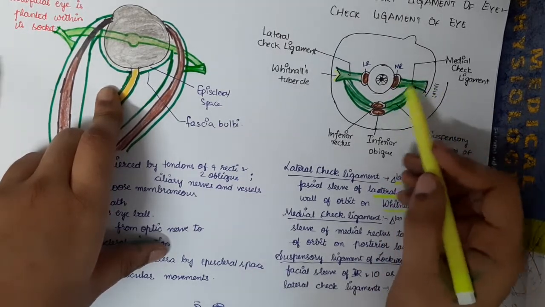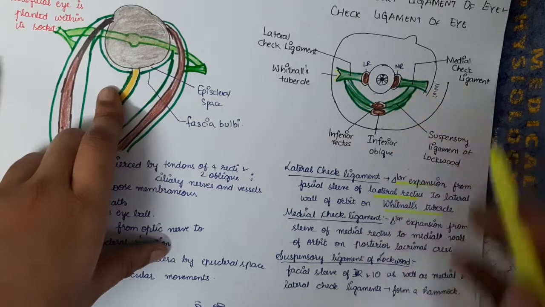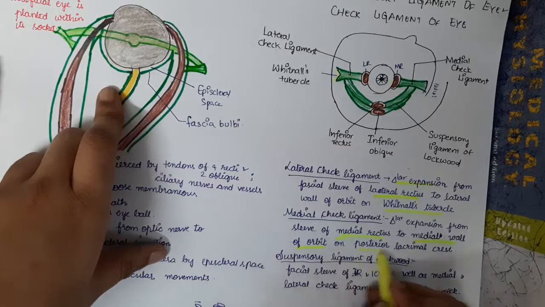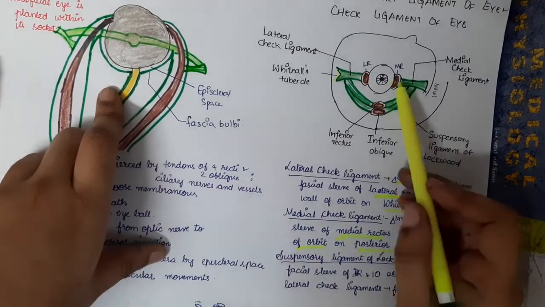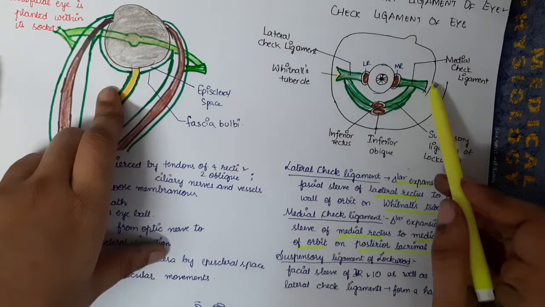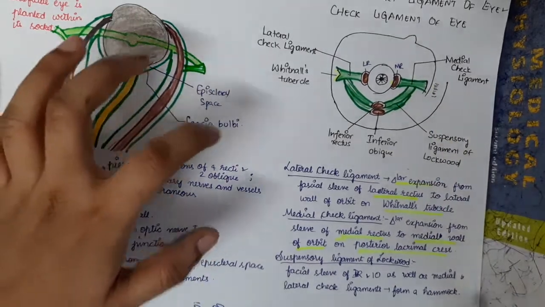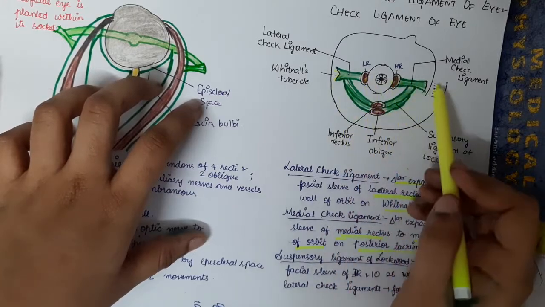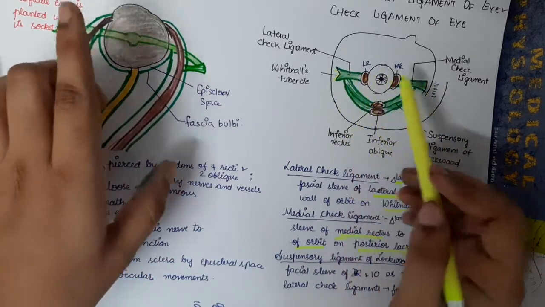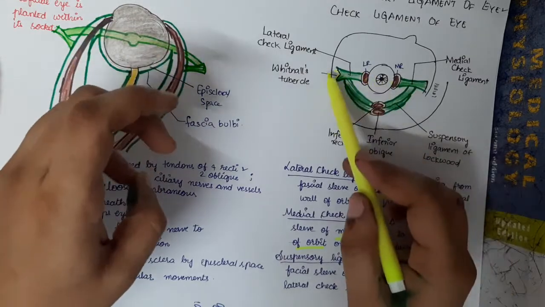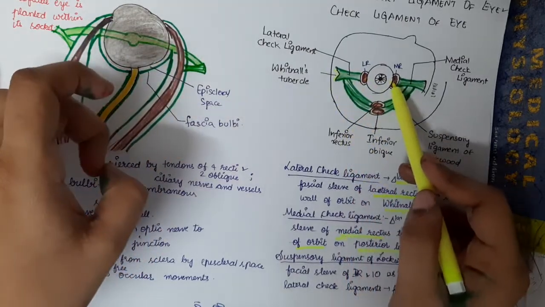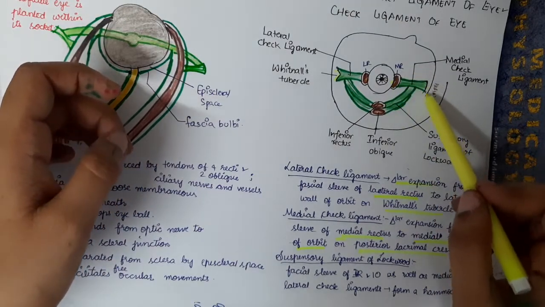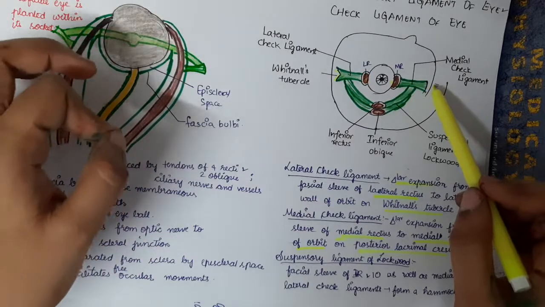Medial check ligament is a triangular expansion and it is from the medial rectus to the medial wall of the orbit on the posterior lacrimal crest. So this is the medial check ligament. So we have lateral check ligament and we have medial check ligament. Lateral check ligament is from the lateral rectus to the tubercle, whereas medial check ligament is from the medial rectus to the medial wall of the orbit on the posterior lacrimal crest.